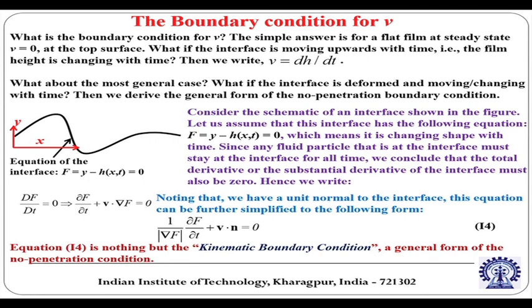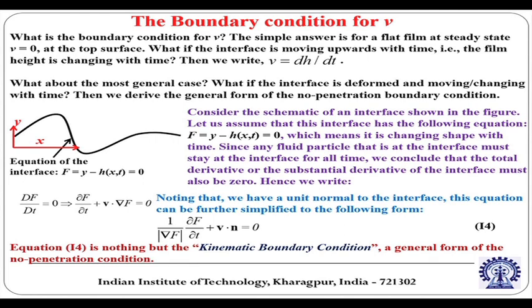Now the question is, just like we have one U, we also have one V, right? If it is not a fully developed flow, V is not identically equal to 0. So there must be a boundary condition for V. If there is a flat film at steady state, V is equal to 0 at the top surface, right?